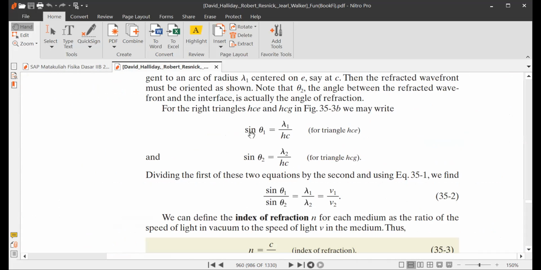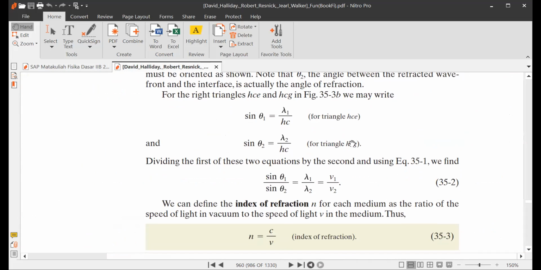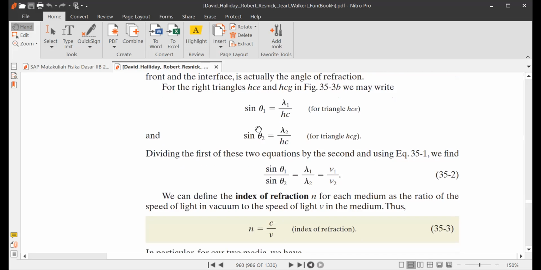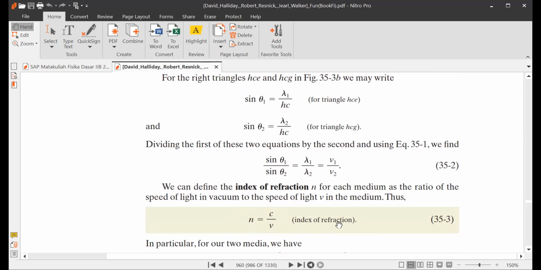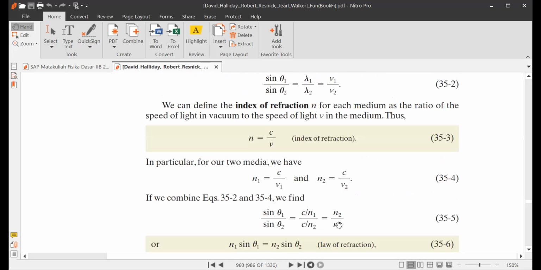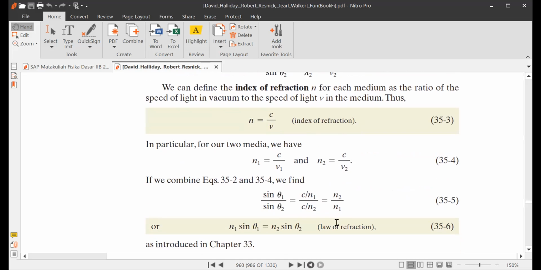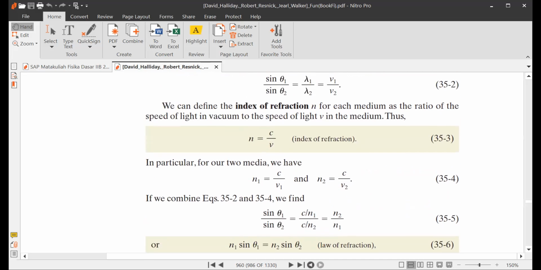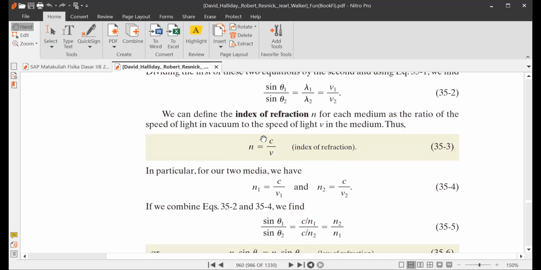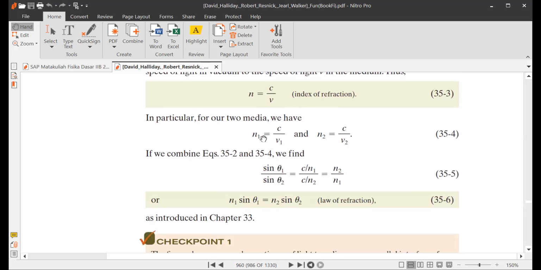So this is for the air, and in the glass, the second medium, we have something similar. If we divide sin theta 1 over sin theta 2, then we will get this equation after applying this 35.3. So if we take sin theta 1 over sin theta 2 and apply the index of refraction, we will get this Snell's law of refraction, this 35.6.